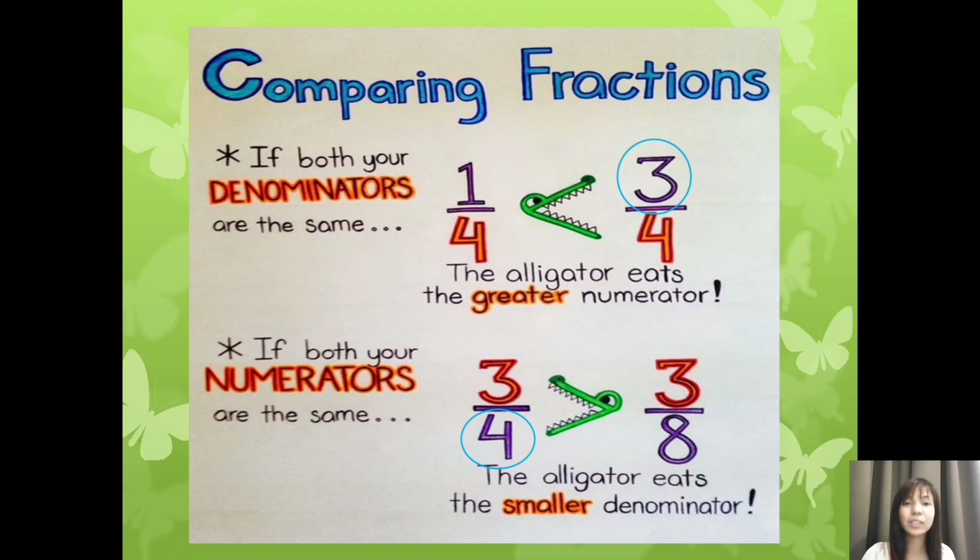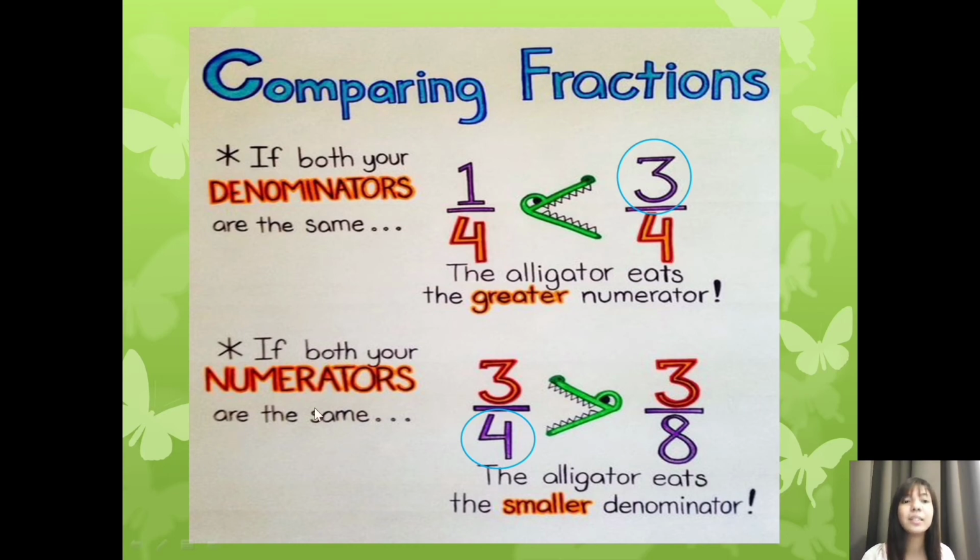Okay. So first, the condition: if they have the same denominators, then the greater the numerator, which is 3 here in the example, the greater the value of the fraction. So that's why we have here the less than, because 1/4 is less than 3/4.